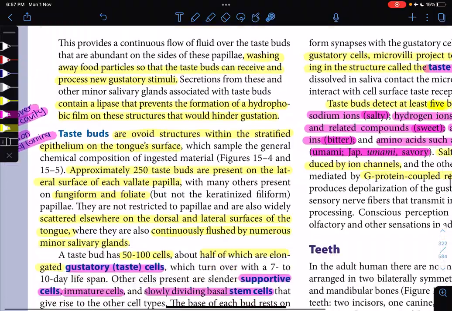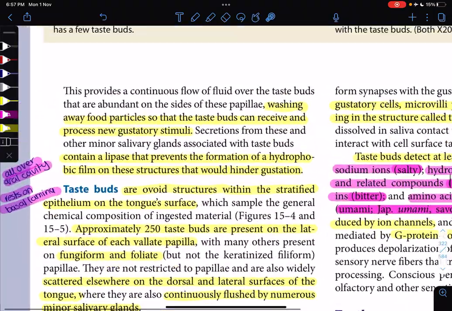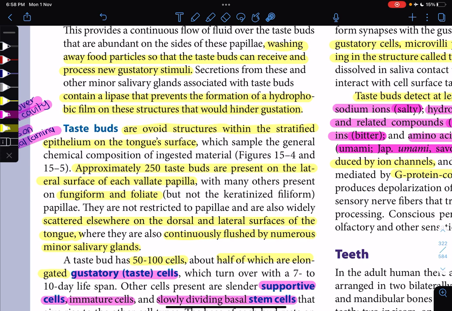Okay, so taste buds موجودين all over our oral cavity. طيب mostly موجودة بالفالت بابيلا نفس ما حكينا, and they are ovoid structures, يعني egg-like structures, their shape is like an egg, within the stratified epithelium on the tongue's surface, which sample the general chemical composition of ingested material. So it tastes the chemicals, يعني it tastes the food that we ingest. Okay? So, approximately 250 taste buds are present on the lateral surface of each vallate papilla.